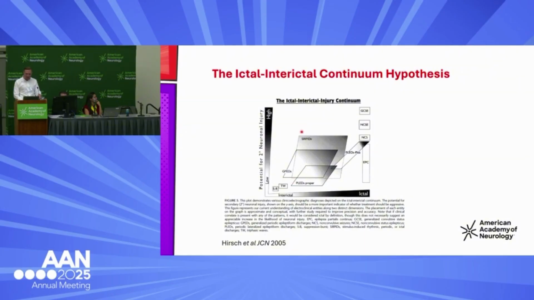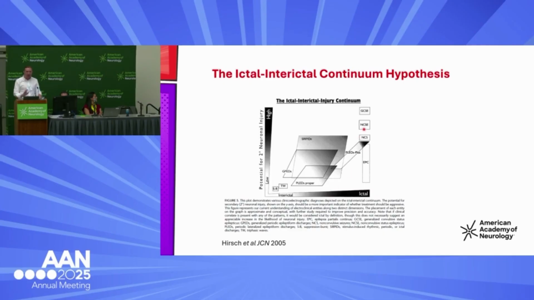And you have 2 axes here. You have potential for secondary neuronal injury, so secondary brain injury that we think is associated with that pattern. And that's on the vertical axis here. And then on the horizontal axis, is it interictal or ictal? And what do we mean by this? We mean that if I was somehow magically able to take away that pattern, does the patient's neurologic exam improve? And these 2 ideas aren't really orthogonal. They're not really completely independent of each other, but they have some degree of independence.